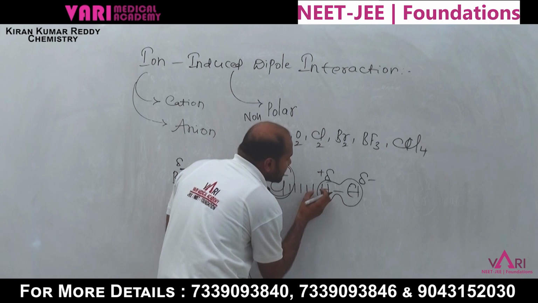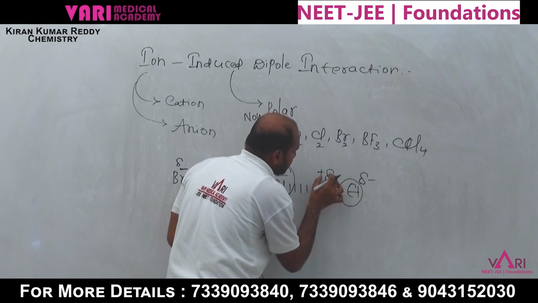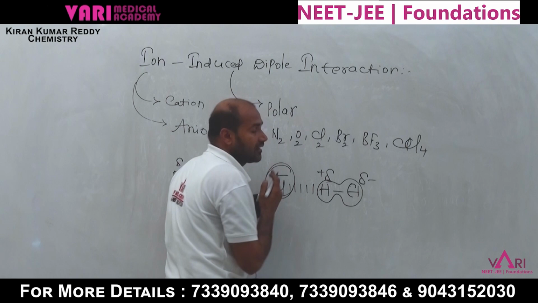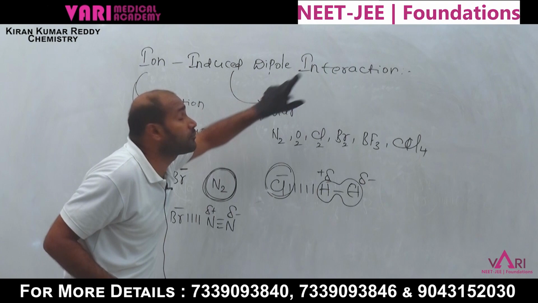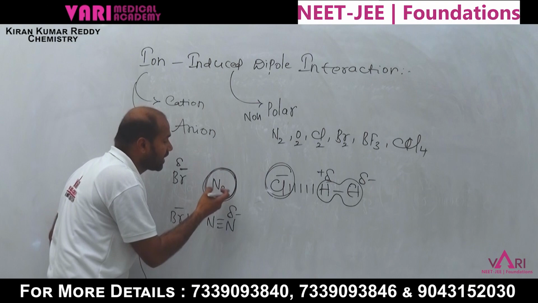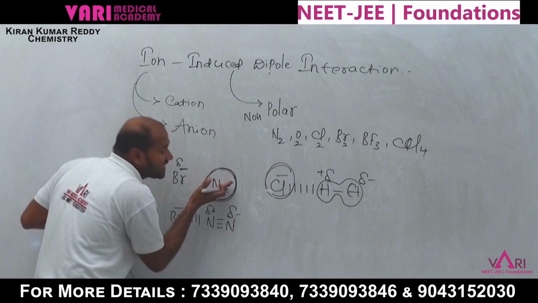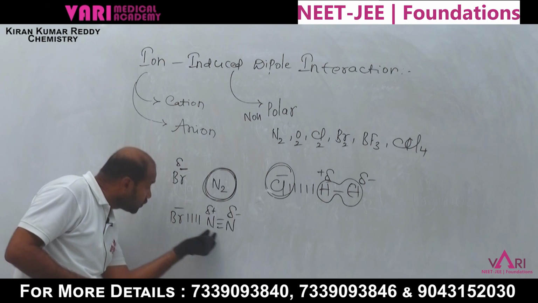There is more electron density here and less electron density there. Less electron density means positive charge. Now the ion and the non-polar molecule interaction is called ion induced dipole interaction. Actually, no dipole is present; this is a non-polar molecule with no charges. The ion creates charges on the non-polar molecule, and after that the interaction is called ion induced dipole interaction.